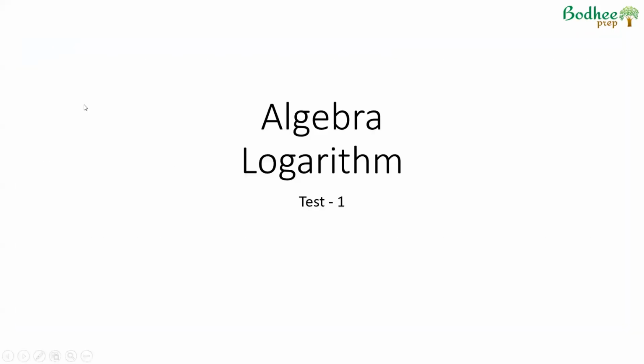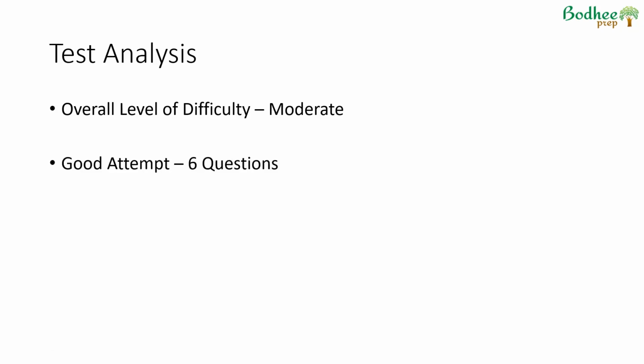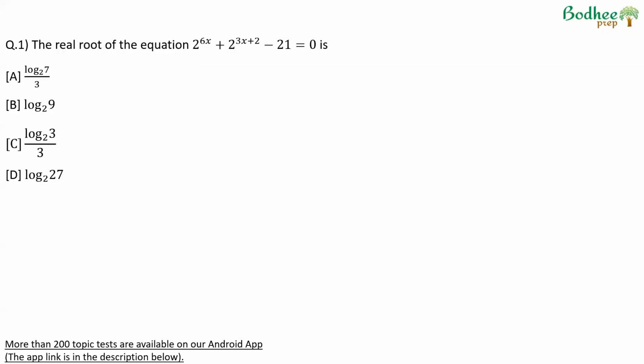This video is on the topic logarithm, and we're discussing the first test on logarithm in the app. Overall, I think it's a moderate level of difficulty test with about 6 questions being a good attempt. 6 questions net correct would give you a 95 plus percentile. And I think the attempt time for this test should be somewhere around 21 to 24 minutes, that is going through the 10 questions and finding the 6 questions for ourselves, if we are doing it like a timed exam.